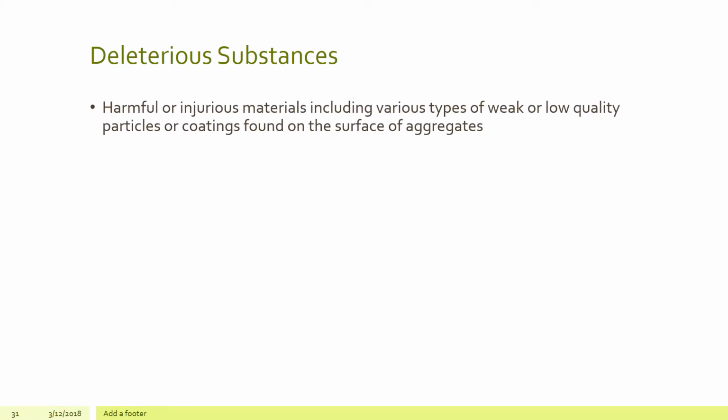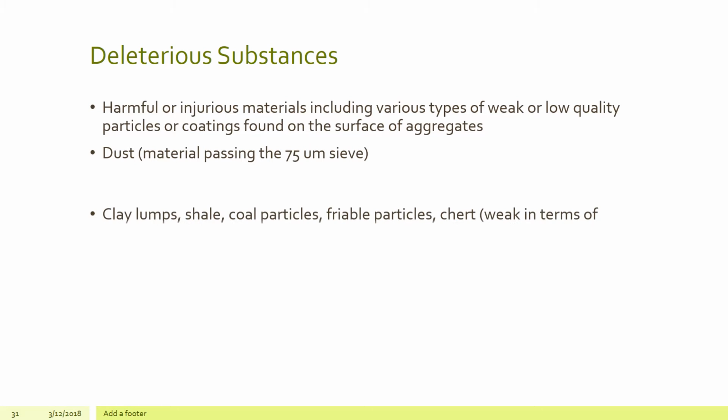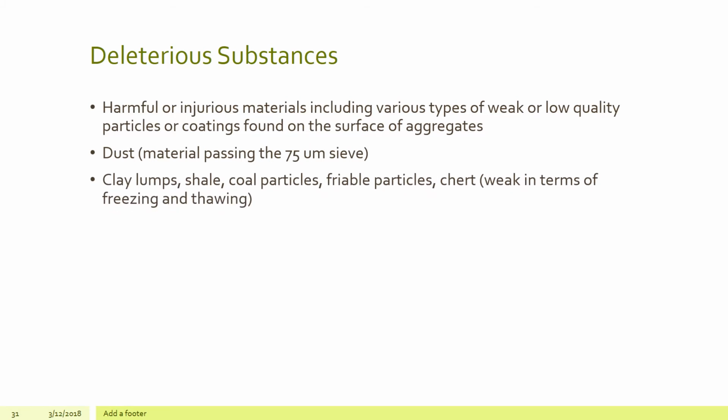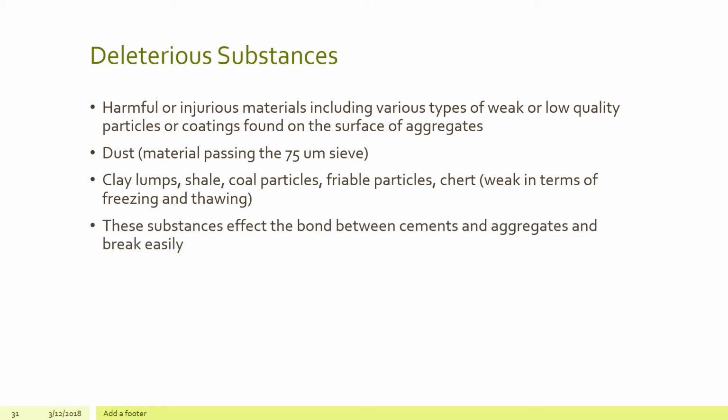Deleterious surfaces or substances are harmful or injurious materials, including various types of weak or low quality particles or coatings found on the surface of the aggregate. Of course, we're looking at dust, materials passing that 75 sieve size, clay lumps, scale, coal particles, friable particles, and chert, which is weak in terms of freezing and thawing. These substances affect the bond between cements and aggregates and break easily.